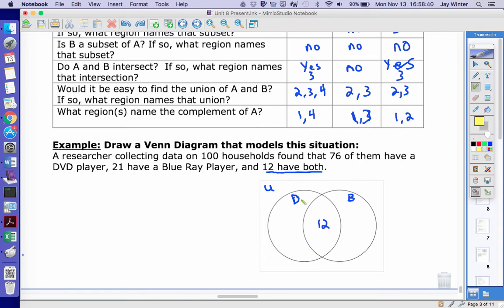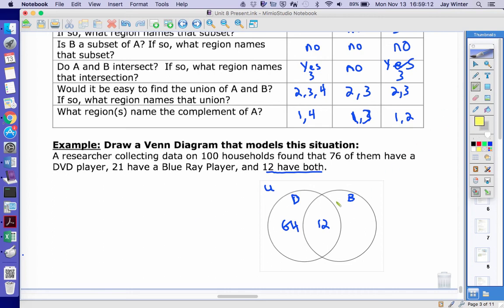And if this number inside the circle of D has to total 76, then I have to subtract 12 from 76 to get 64. So there are 64 households that have a DVD player just by itself and 12 that have both, for a grand total of 76. Okay, now what about the Blu-ray players? Well, the Blu-ray players total 21.